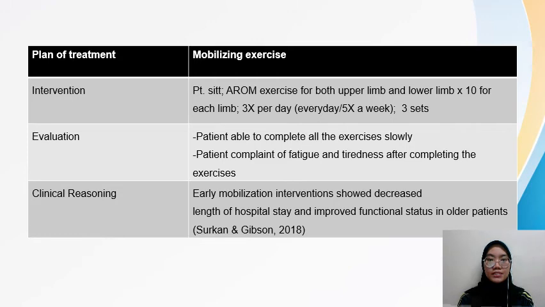Next, mobilizing exercise. Patient in sitting position. Ask patient to perform active range of motion exercise for both upper limb and lower limb, 10 times for each limb, 3 times per day and 3 sets. For the evaluation, patient able to complete all the exercises slowly. Patient complain of fatigue and tiredness after completing the exercises.